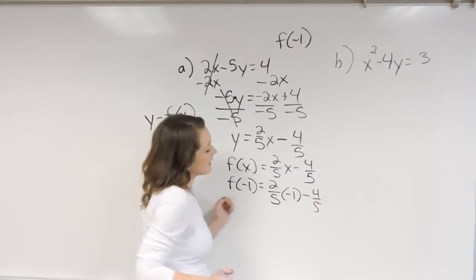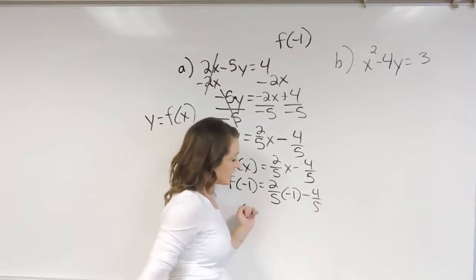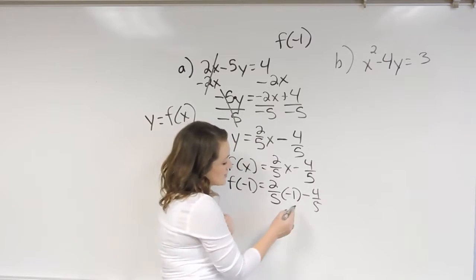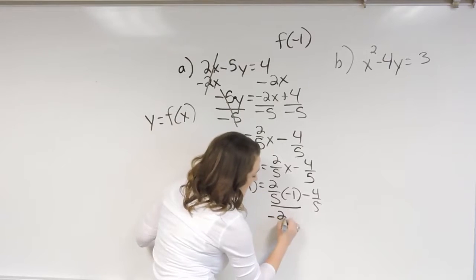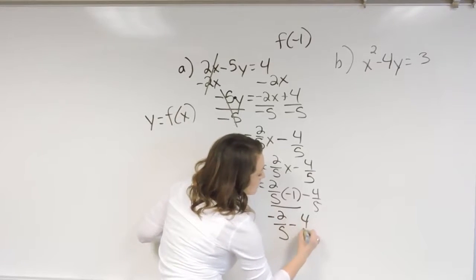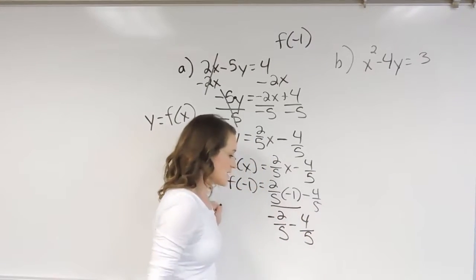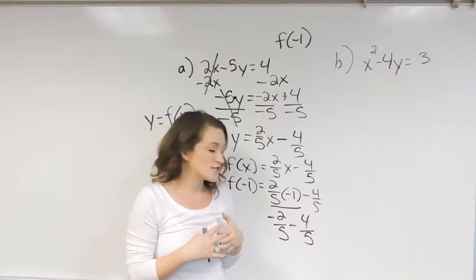All right, so f of negative 1, we need to simplify over here. Using order of operations, we multiply first. 2/5 times negative 1 is a negative 2/5. Drop down minus 4/5. Subtract those fractions over there.